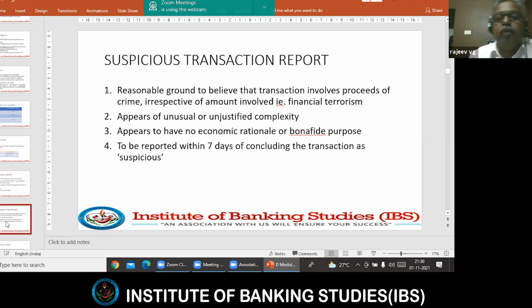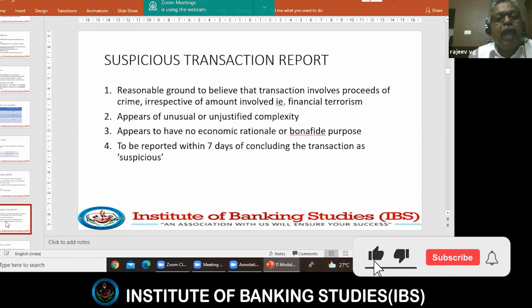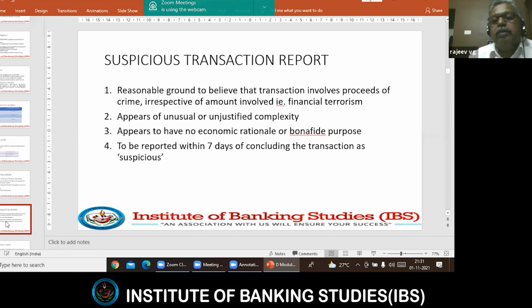Then in addition to that, you have to submit suspicious transaction reports. Whenever you have reasonable ground to believe that a transaction involves proceeds of some crime, irrespective of the amount involved, maybe drug trafficking, arms trade or some terrorism activity, and if it appears to be unusual or unjustified, complex, and without any economic rationale or bona fide purpose. As I said earlier, a person who was operating the account with a minimum amount, having only a small balance, suddenly the account is getting a lot of remittances, and a lot of remittances are going out of that account also. In such cases, you can have a suspicion.